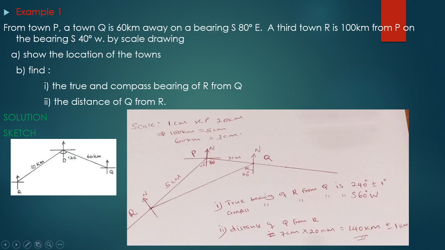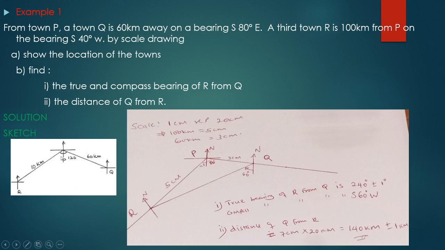And then you also have another point R, another town R that is 100 kilometers from P on a bearing of south 40 degrees west. It's also from P, which is south 40 degrees west. So it is south from here, 40 degrees. You make a line, then you make another point here. This is 100 kilometers. So that is your sketch.